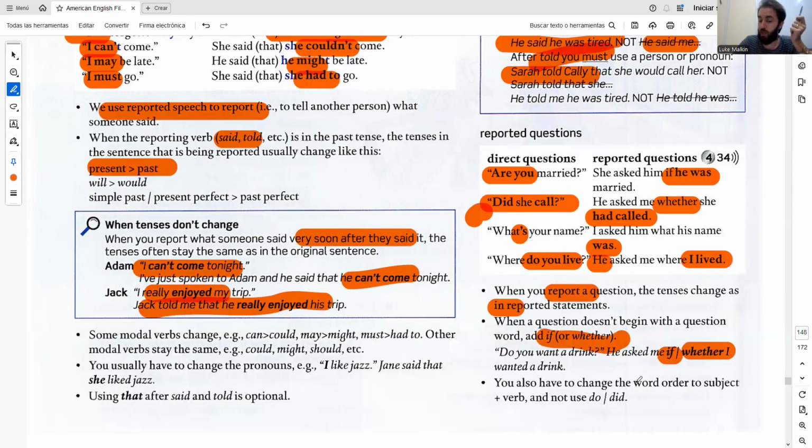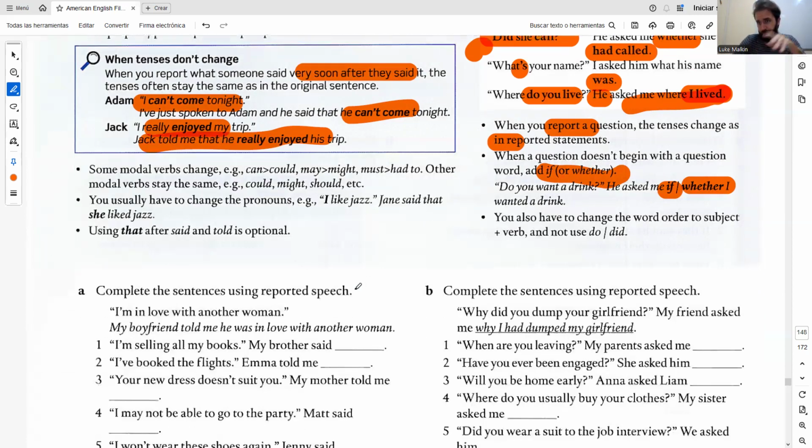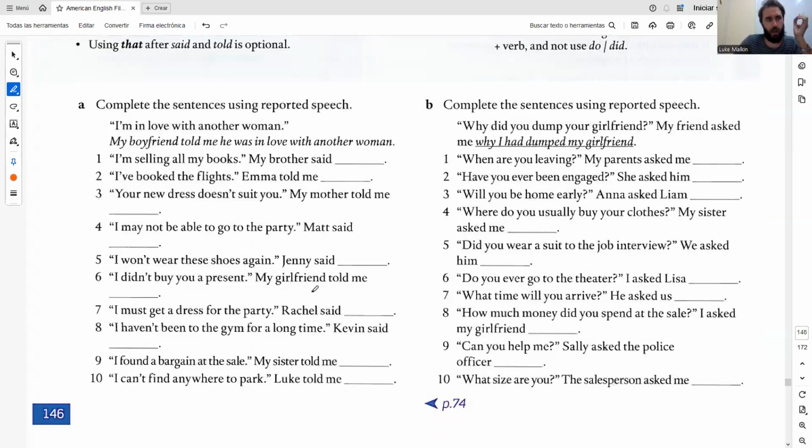You also have to change the word order to subject plus verb and not use do or did. Do or did in the question form, in the reported form, is now not necessary, okay? Because now it's just a positive. He asked me where I lived, not he asked me where I did live. He asked me where I lived. A little difficult, but let's check and practice with part A.